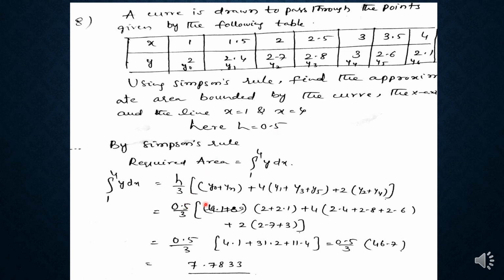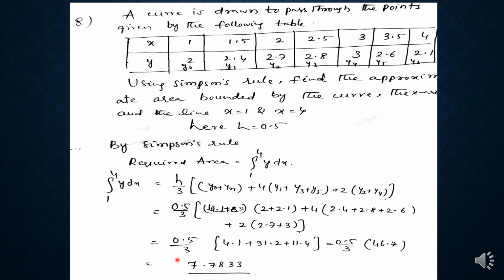Here the h value is 0.5. So 0.5 by 3 into y0 is 2 plus 2.1, plus 4 into y1 is 2.4 plus 2.8 plus 2.6, plus 2 into the sum of even ordinates, that is 2.7 plus 3.